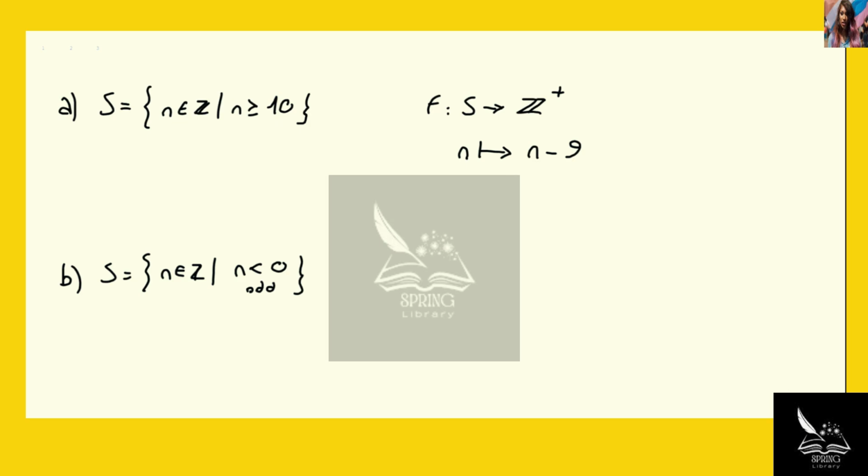Now for case B, we have the set of negative odd integers. We observe that we can write a generic negative odd integer n as minus 2m minus 1, where m is a positive integer. And therefore we just have the bijection S goes into Z plus, where n goes to m, and of course we can obtain m by just (1 minus n) divided by 2.